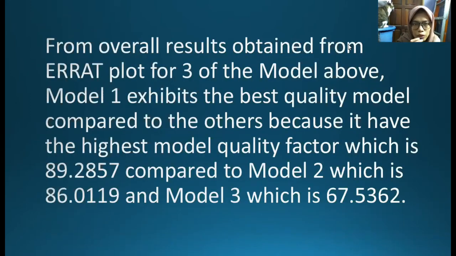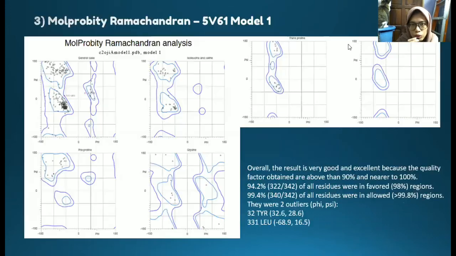From the overall result obtained from the ERRAT plot for the 3 models above, model 1 exhibits the best quality compared to the others because it has the highest model quality factor, which is 89.2857 compared to model 2, which is 86.0119, and model 3, which is 67.5362.